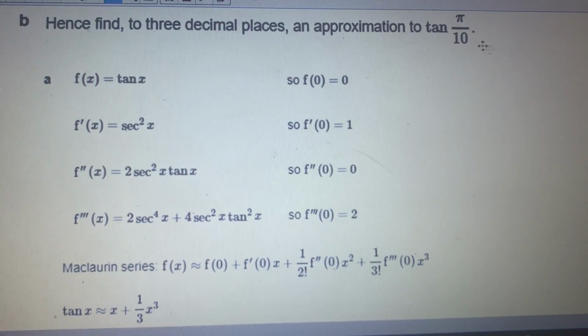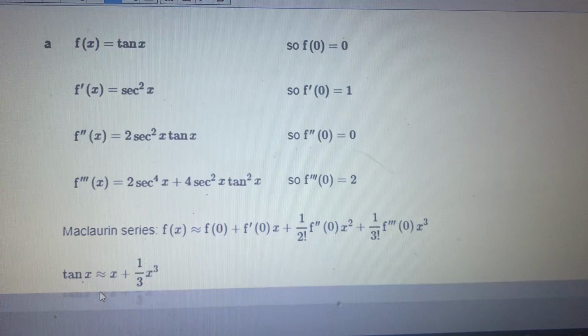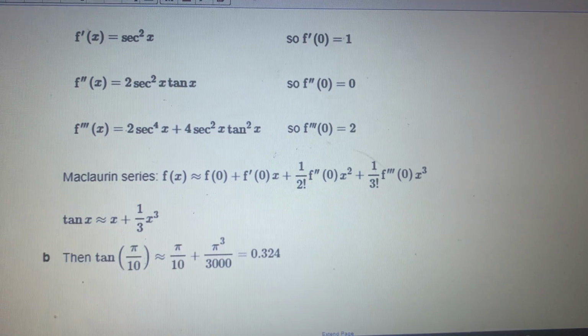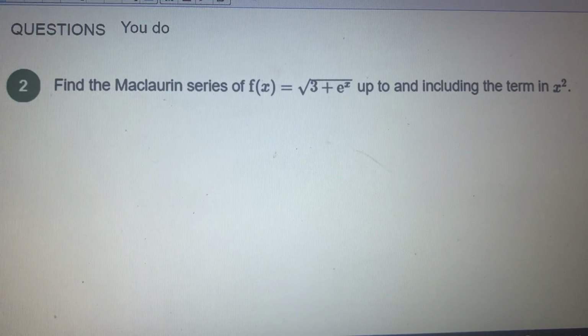Now that's obviously assuming that you can put that into your calculator, but that's not going to get you any marks. They want to see you using this here. So all they want to see is that you substitute x is pi over 10 into there. They want to see pi over 10 plus a third, pi over 10 cubed. That's what they wanted to see, that you knew what was happening there.